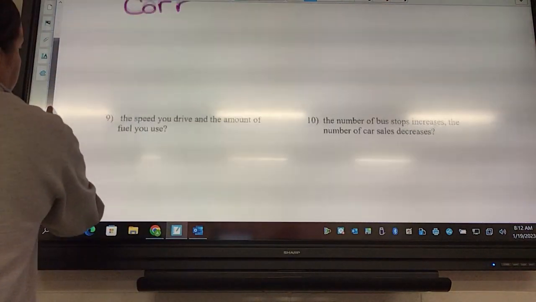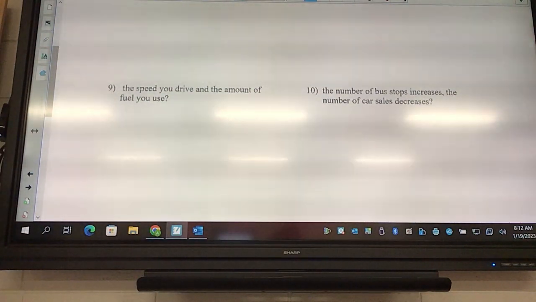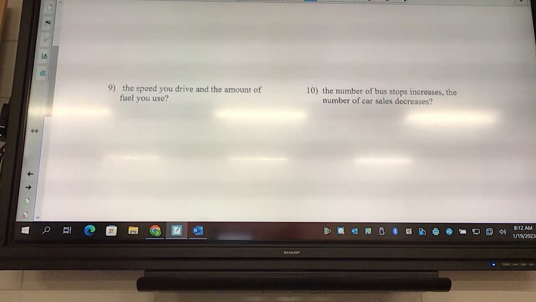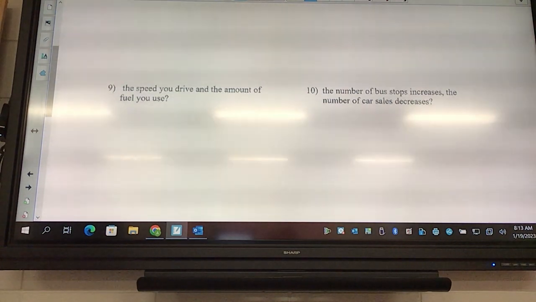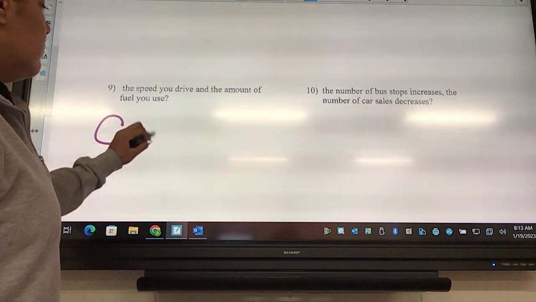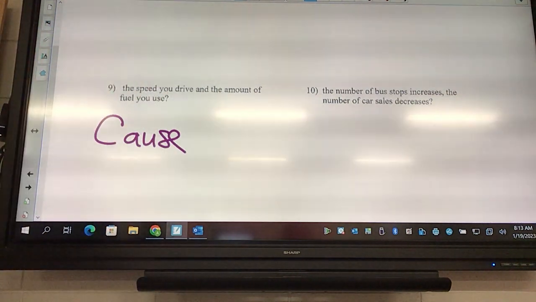Number 9. The speed you drive and the amount of fuel you use. Causation? Yeah. Why do you feel like that? Because it takes more power to go forward. Yeah, it does. No matter how much gas I use, everybody runs out, right? Everybody's gas tank goes a certain amount of miles. No matter what, eventually you're going to run out of fuel. Okay, that's for everyone. It is a causation.